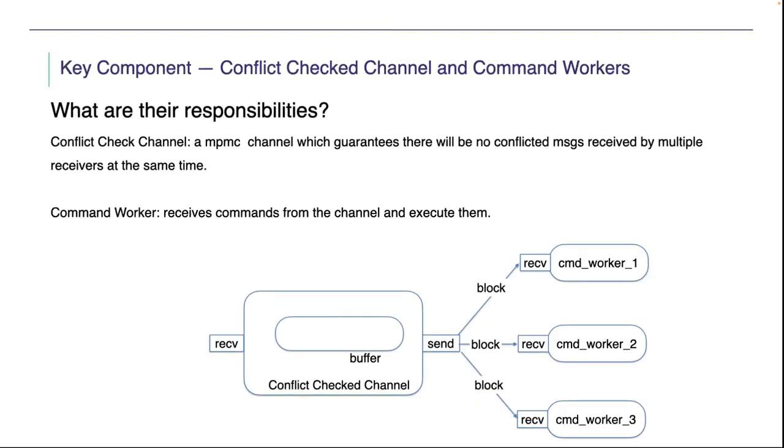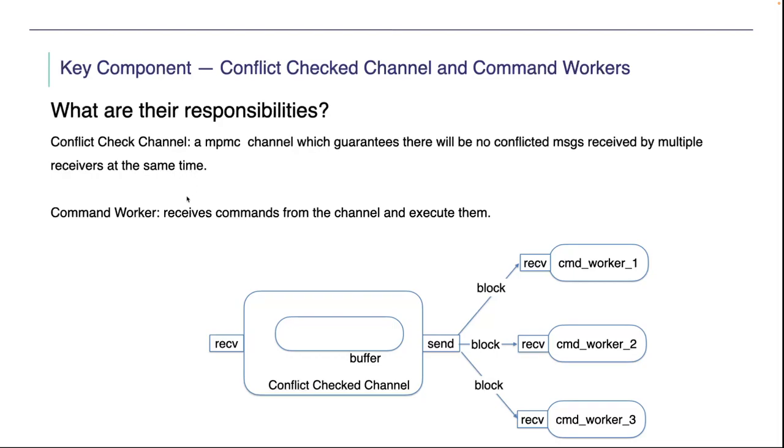Conflict tracking MPMC channel and command walkers are two core components of the CURP service. So what are their responsibilities? Conflict tracking channel is an MPMC channel which guarantees there will be no conflicting messages received by multiple receivers at the same time. The command walkers receive the commands from the channel and execute them.